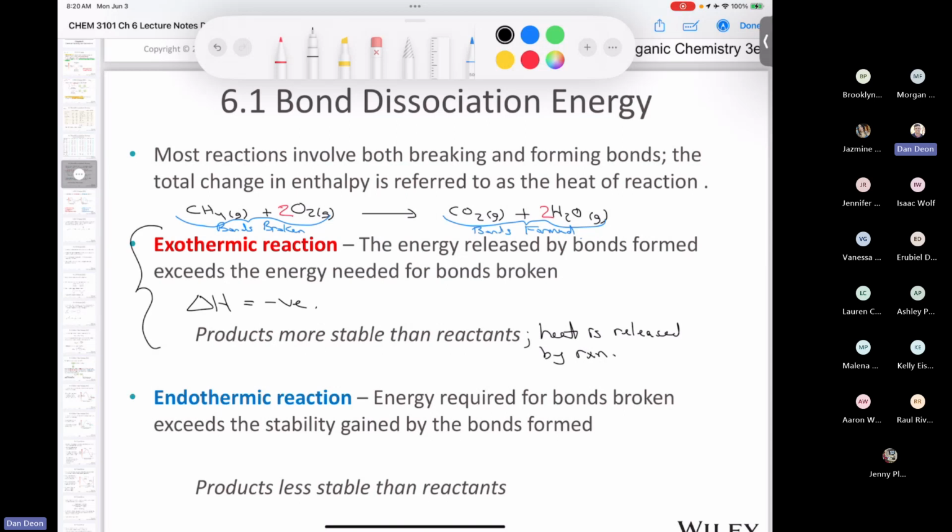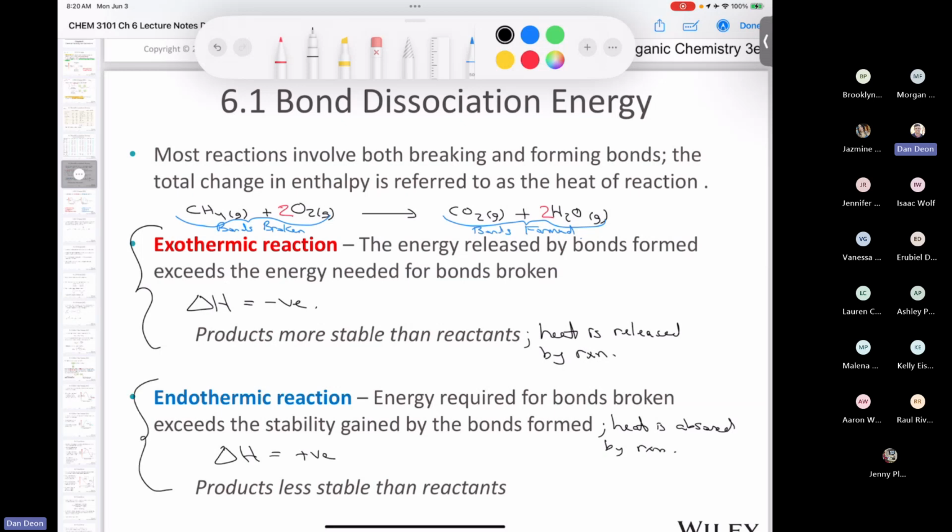And then for an endothermic reaction, it's just going to be the opposite. The energy required to break the bonds exceeds the stability of the bonds that are formed in your products. And so we'd say here, heat is absorbed by the reaction. Or you could say your delta H is positive. Delta H is positive, like that.